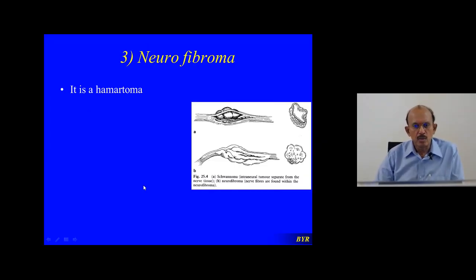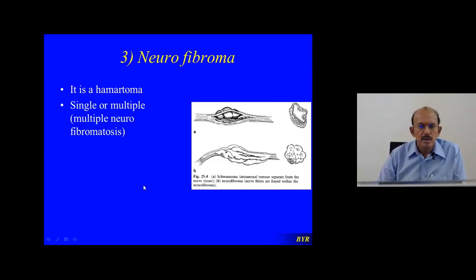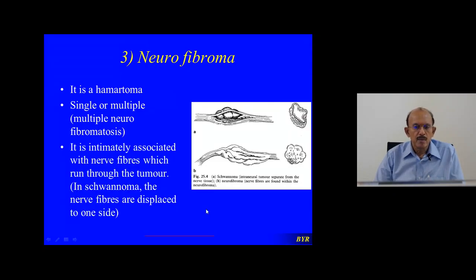Neurofibroma is a hamartoma. It presents as a single or multiple lesions. When it is multiple, we call it multiple neurofibromatosis. It is intimately associated with nerve fibers which run through the tumor. So you can see here, this is the neurofibroma. There is thickening and enlargement of the nerve, and the nerve fibers pass through this neurofibromatous mass.